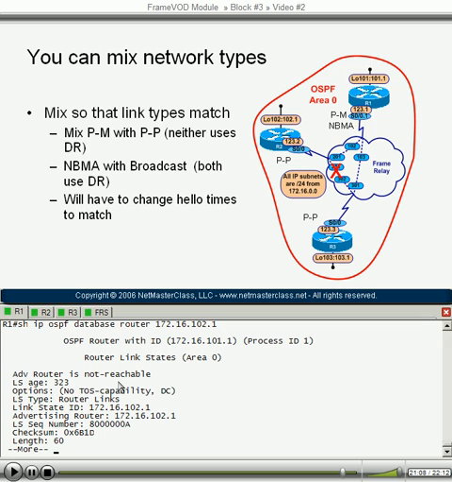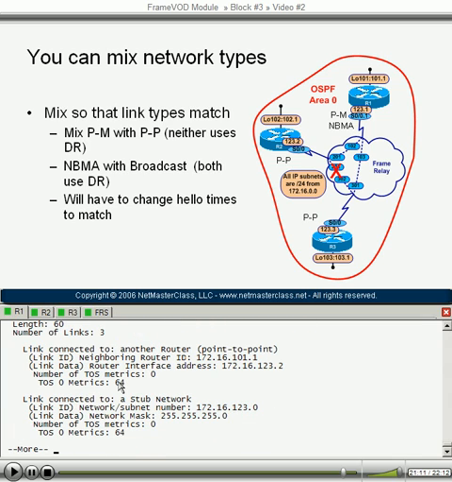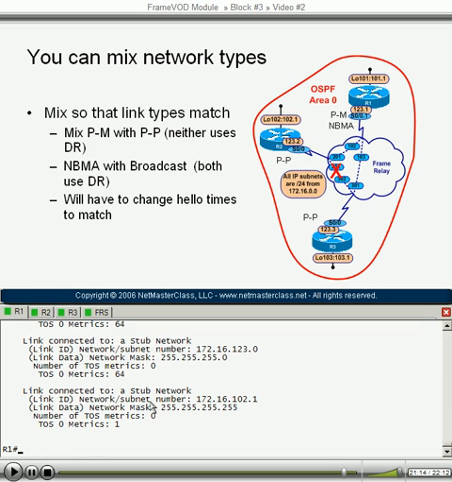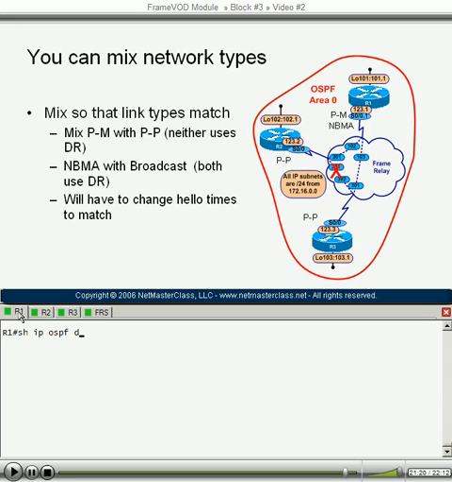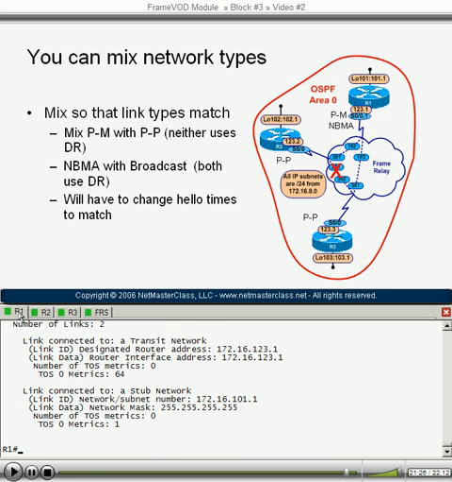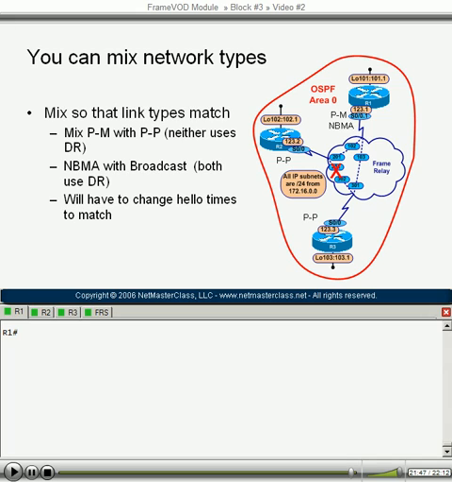Let's see what links R2 is reporting. R2 reports 1 point-to-point link and 2 stub networks. Here is R1's LSA. Notice that R1 reports a transit network with R1 as the DR and its loopback as a stub network. The problem is that R1 and R2 represent the 123 subnet as different link types, so the topology map is inconsistent. This is what happens when you mix broadcast network types with point-to-point network types.